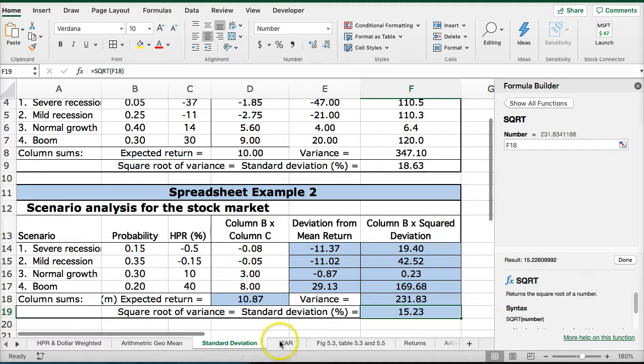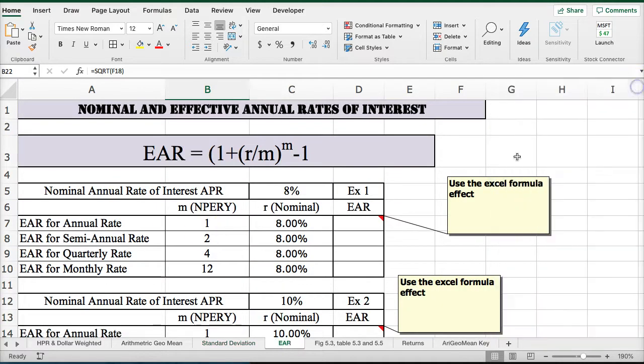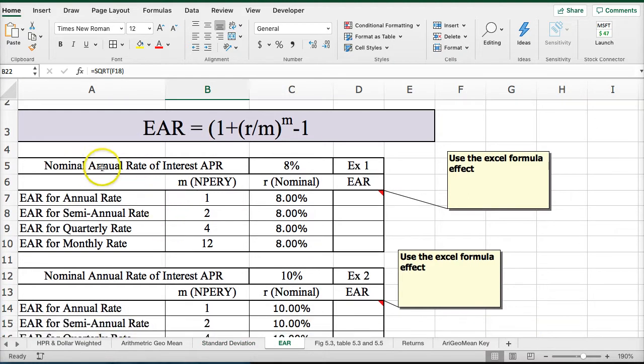Okay, let's close this and move on to the effective annual rate. The nominal annual rate of interest is also the APR, annual percentage rate. So that's our nominal rate. To calculate the effective annual rate, if the what we call nper in Excel, which is a frequency, an annual frequency, the effective rate will be the same as the nominal rate in the year. Semi-annual, quarterly, and monthly will be slightly higher because we're compounding on interest.